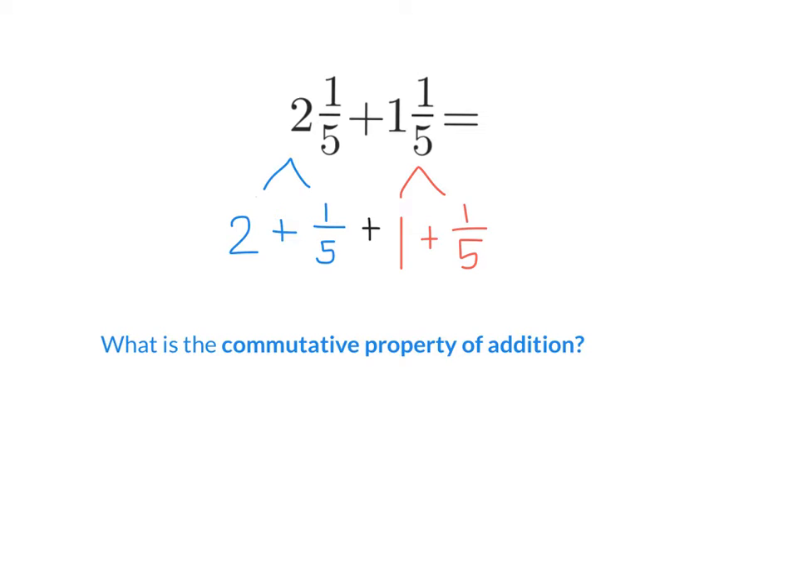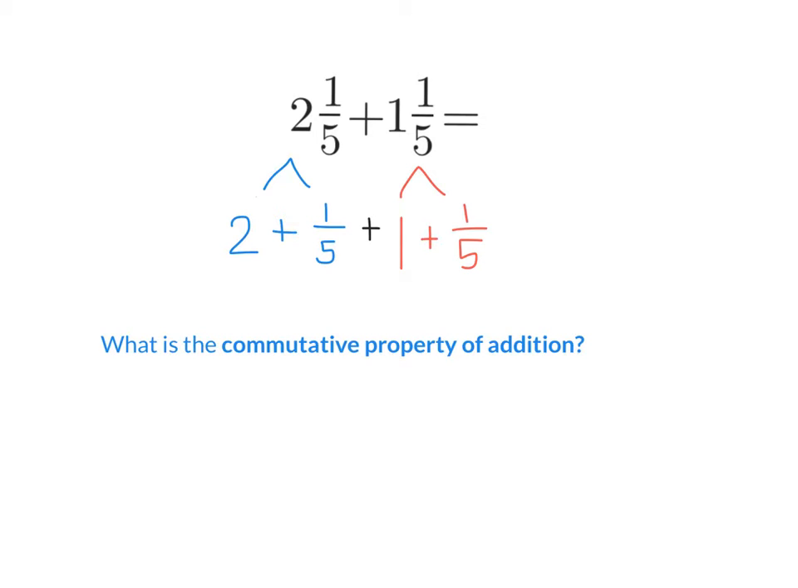All right, so do you guys agree that 2 1/5 is the same thing as 2 plus 1/5? Do you guys agree? And 1 1/5 is 1 plus 1/5? Do you agree? So could I rewrite this problem as 2 plus 1/5 plus 1 plus 1/5? Could I? Yeah. Do you guys agree that this problem right here is the same as the original problem?